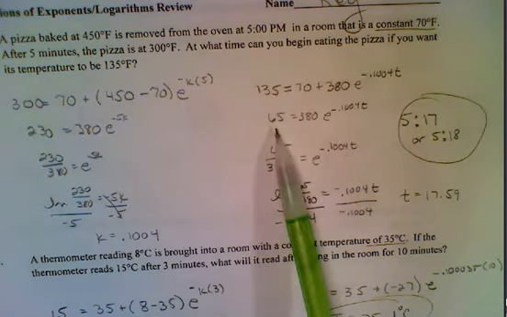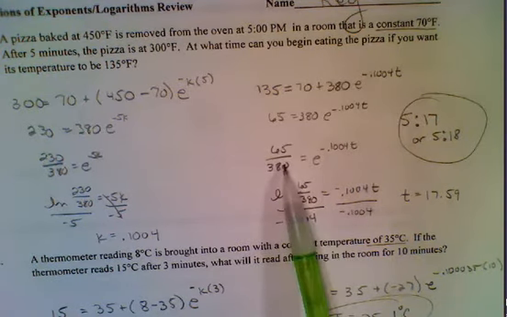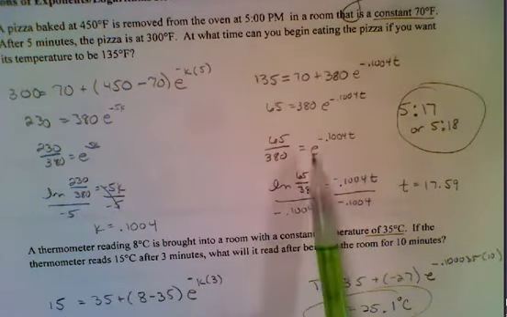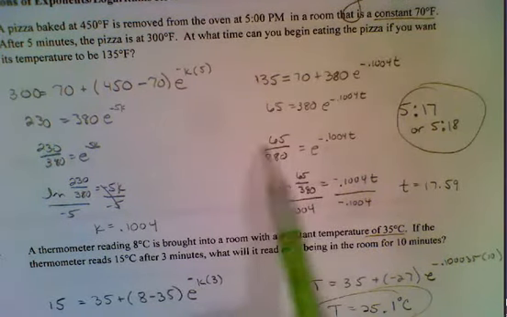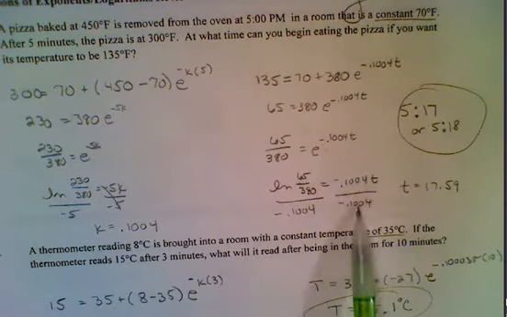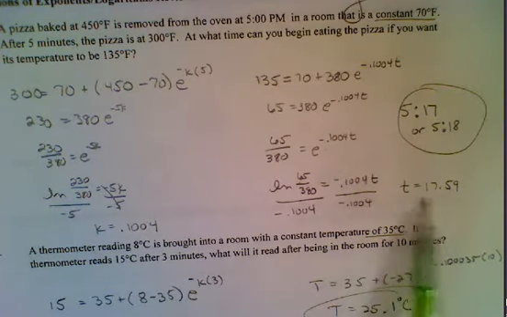So I subtracted 70, divided by 380, got my base by itself. Again, I put it in log form. Log base E, so natural log of this number equals my exponent. To solve for t, I have to divide by negative 0.1004. So here I got my t value.